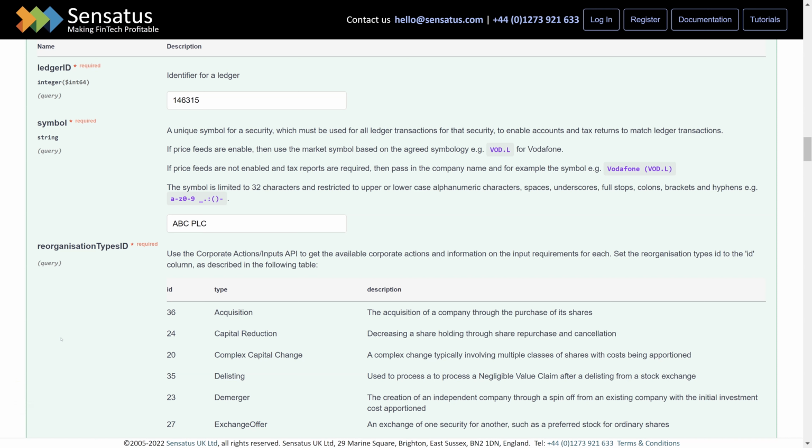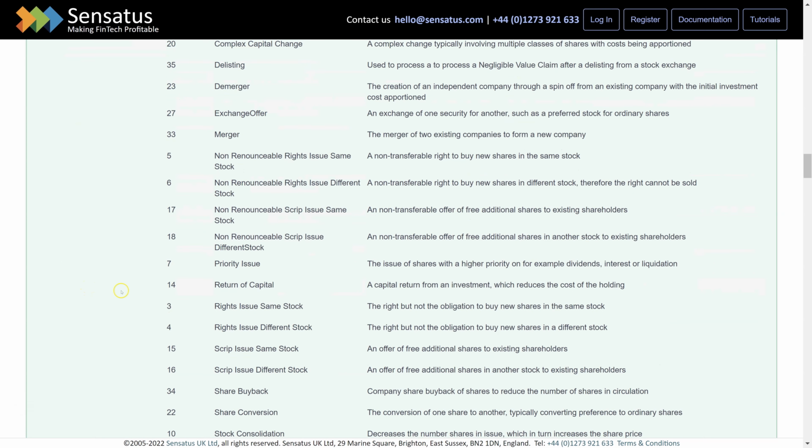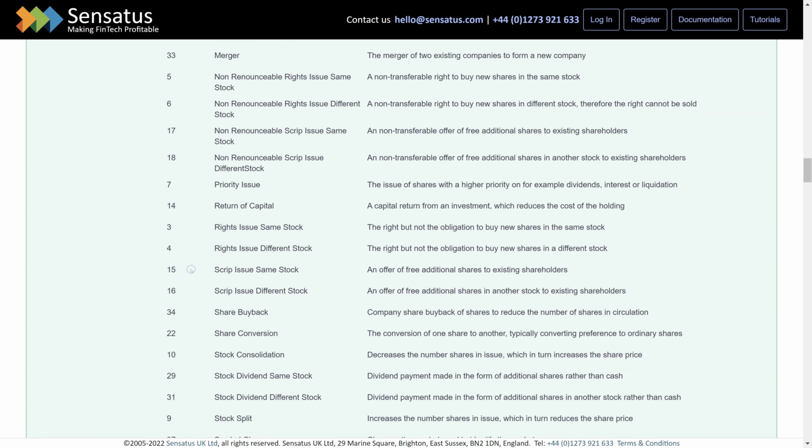Using the Reorganisation Add API, set the reorganisation types ID to 15 for Scrip issue same stock. If the Scrip issue cannot be sold and is classified as non-renounceable, then set the reorganisation types ID to 17. Both types create the same outcome, with the only difference being the classification of the event.